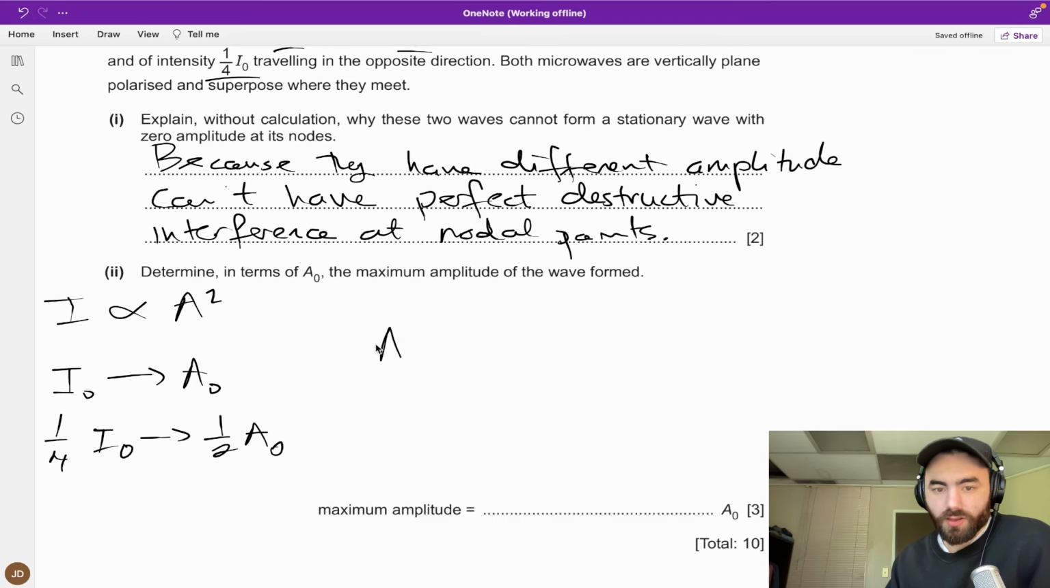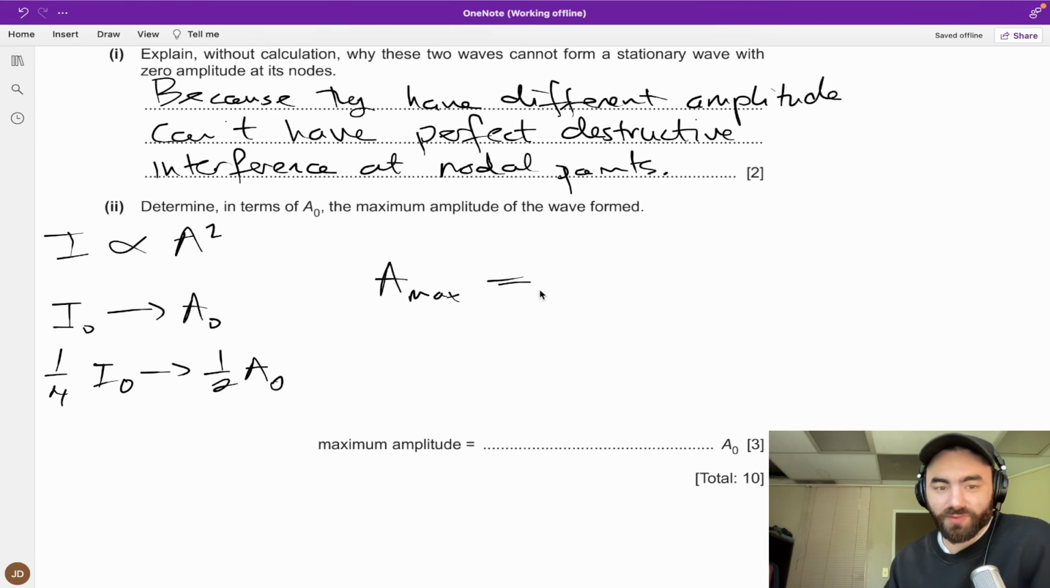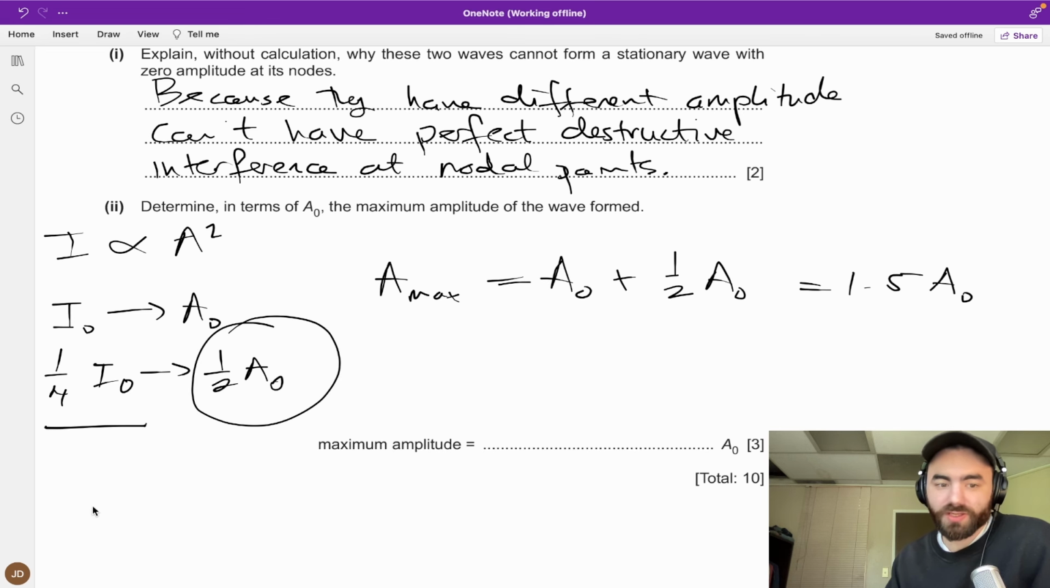So A max, why is this 3 marks? I don't understand. A max is just going to be A0 plus a half. Yeah. So 1.5 A0. Right? What amplitude of wave is going to cause a quarter I0 if I0 has this amplitude? Well, it's going to be a half. A half squared is a quarter. A squared is proportional to I. 1.5.